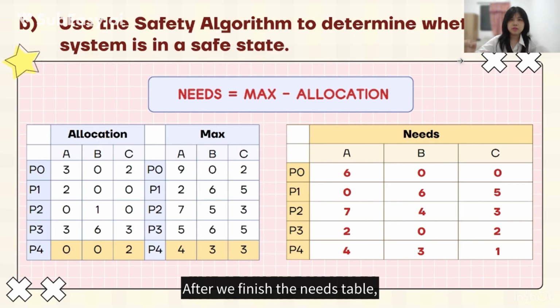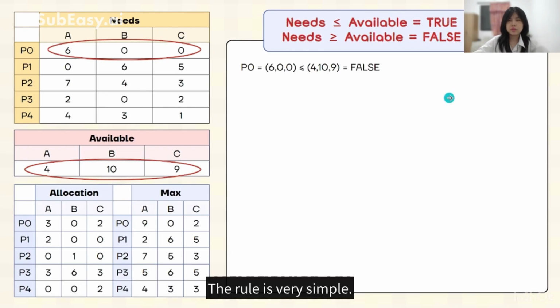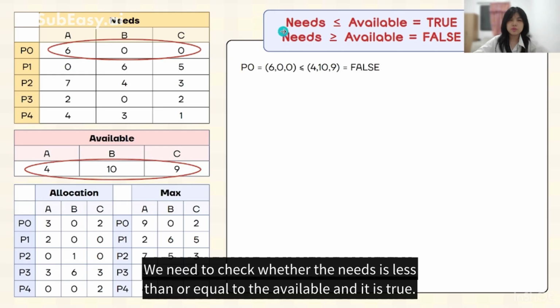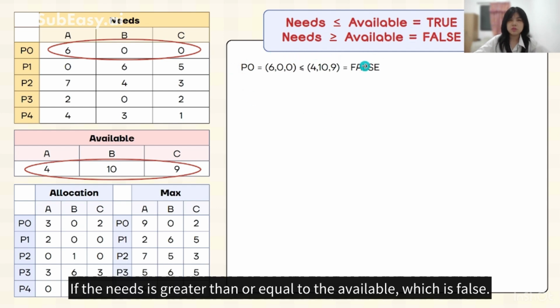After we finish the need table, we can start to run the safety algorithm to check if the system is in a safe state. The rule is very simple. We need to check whether the need is less than or equal to the available, and that is true. If the need is greater than the available, that is false.